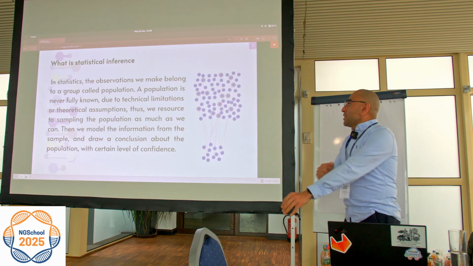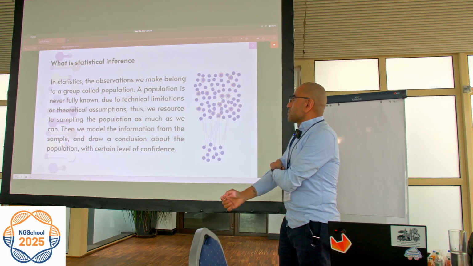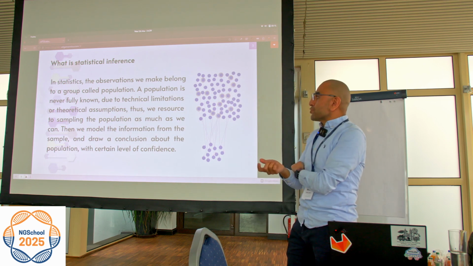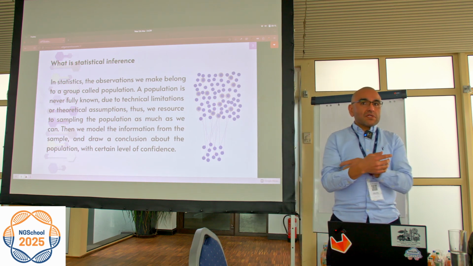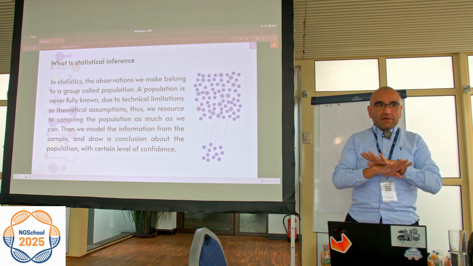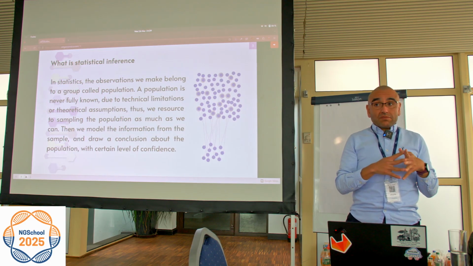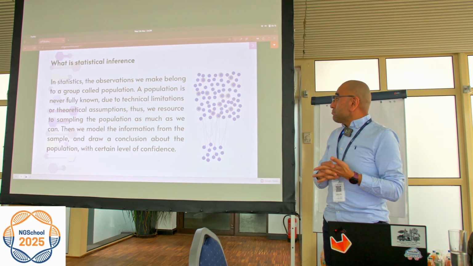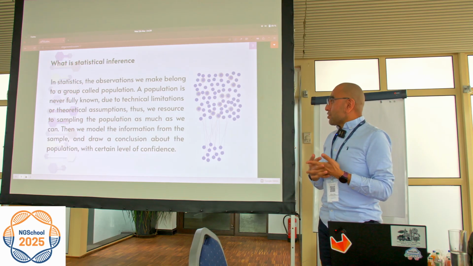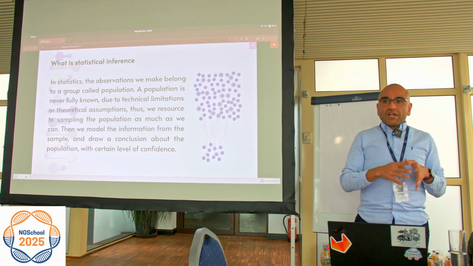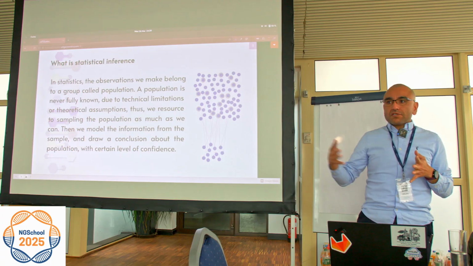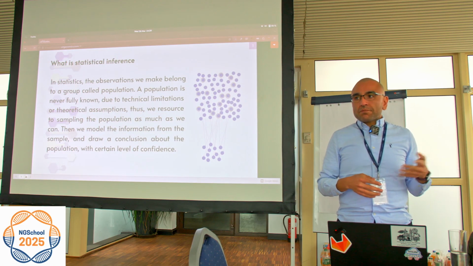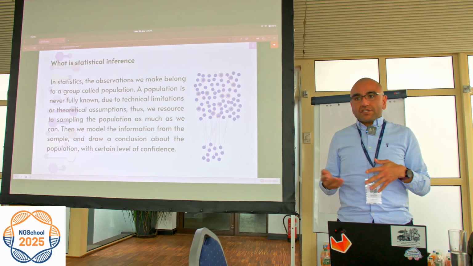So in statistics, the observations that we make belong to a group, an invisible group called a population. A population is something that we never really fully understand. We sample from that population, and due to technical limitations or theoretical assumptions, we are never going to fully sample 100% of any given population, shall this population be humans, nucleotides, time, whatever?